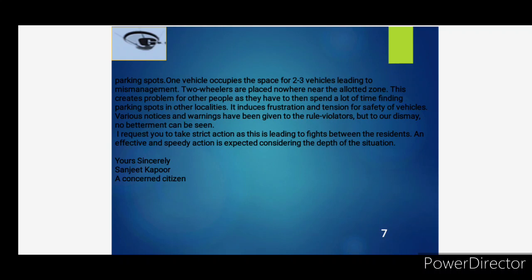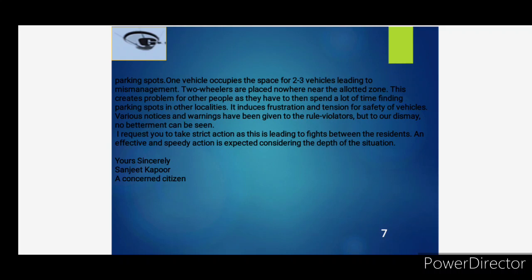Various notices and warnings have been given to the rule violators, but to our dismay, no betterment can be seen. So this is what you need to write in the second paragraph, where you discuss the problem. And then in the last paragraph, just make a request to the concerned person.